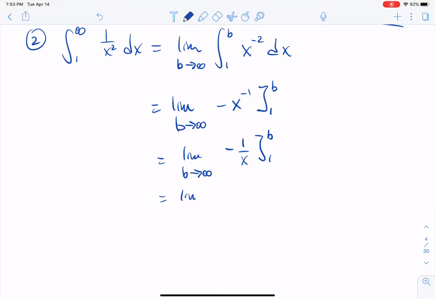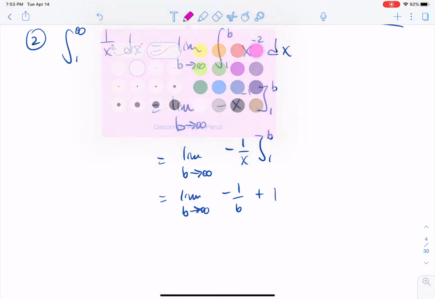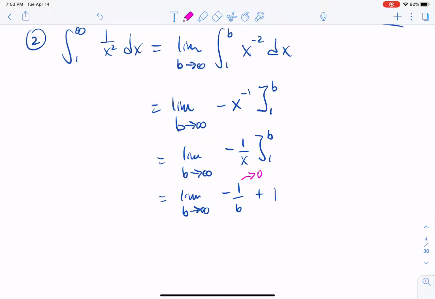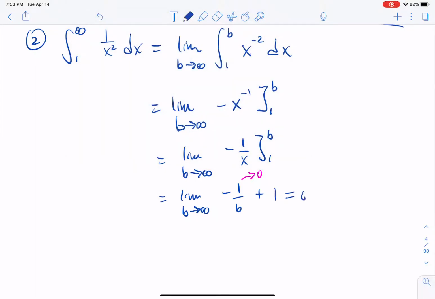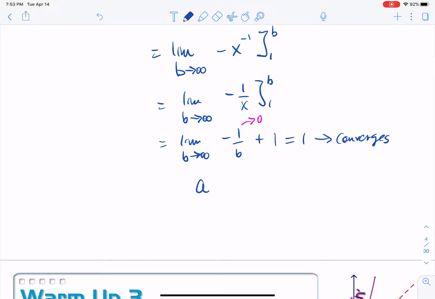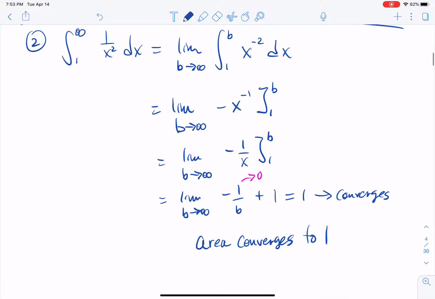FTC's coming in. B goes to infinity. That'd be negative 1 over b minus a negative, so plus 1 over 1, which is 1. Sticking in infinity here, that term's going to go to 0. I've got negative 1 over something getting super big. That'll go to 0, plus 1, is pretty much equal to 1, which means that this thing converges. So the area, if we were talking about the area for this improper integral, converges to 1. Let's take a look at the graphs for those.